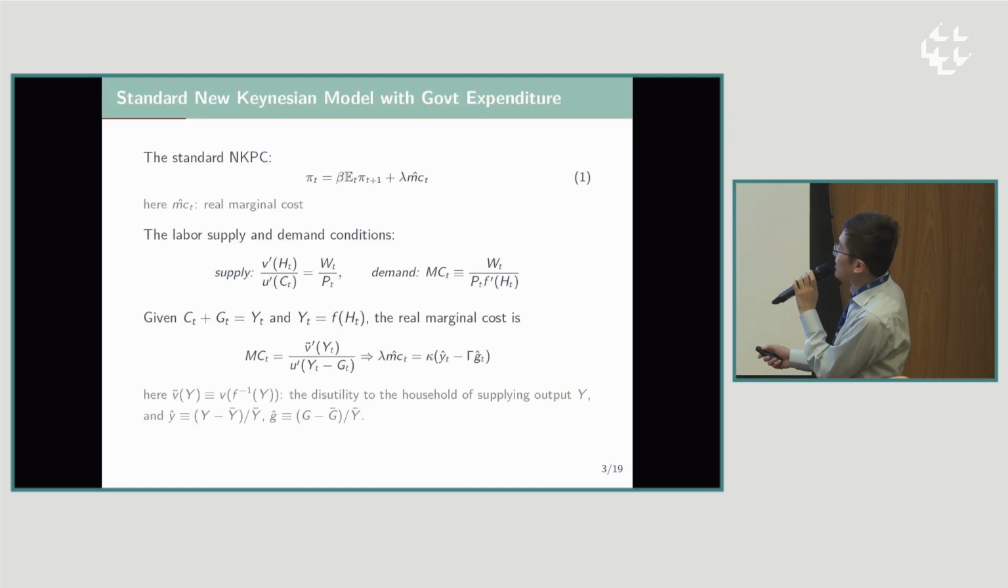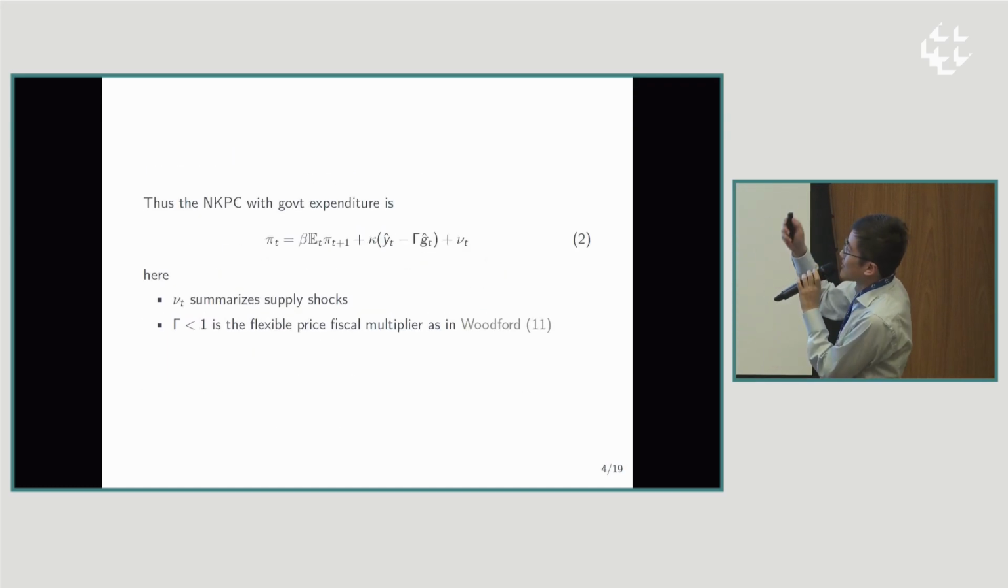So we bring this real marginal cost into the first equation, the standard Phillips curve, and then we get this equation. As I highlight here, the u term here summarizes all supply shocks, and government expenditure enters negatively into this New Keynesian Phillips curve. The capital gamma here is a flexible price fiscal multiplier, typically between 0 and 1, as shown in Woodford 2011. So we are not saying this is a completely new thing.